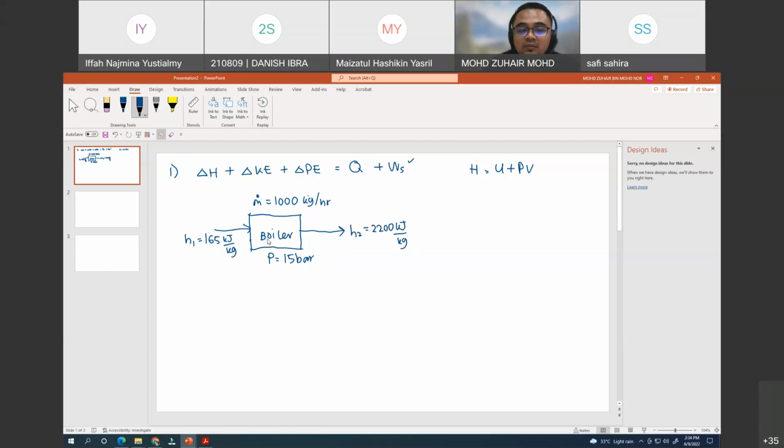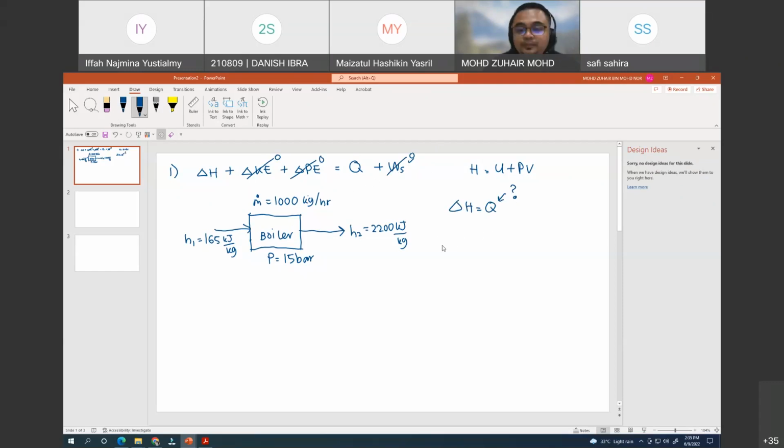And based on here, there's no velocity given, so we assume that the kinetic energy is 0. And also there's no difference in terms of the height, so we consider that potential energy is 0. And there's no mechanical movement whatsoever, turbine, shaft, whatever. So we consider that shaft work is also 0. So this leads to only delta H equals Q. And the question asks how much is Q? So, it's simple like this.